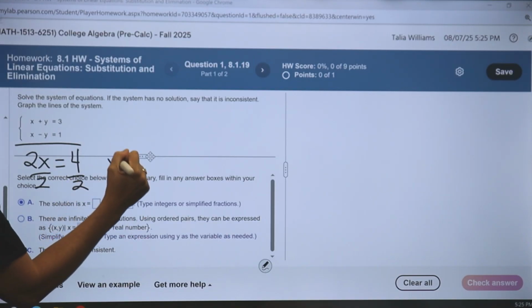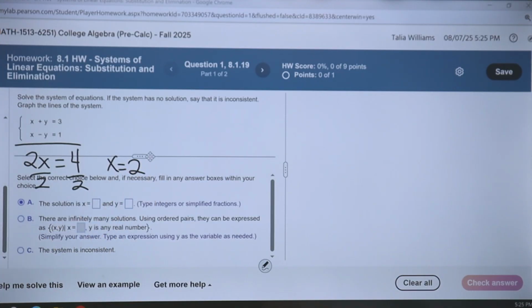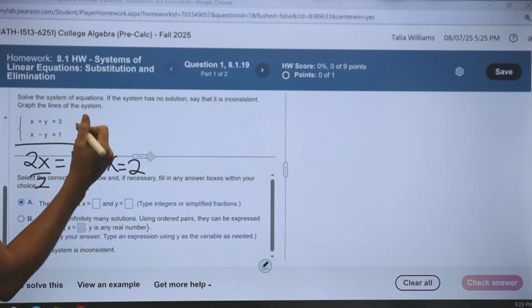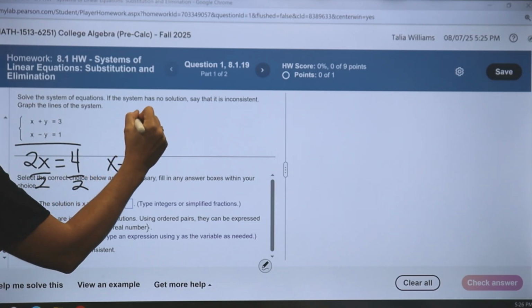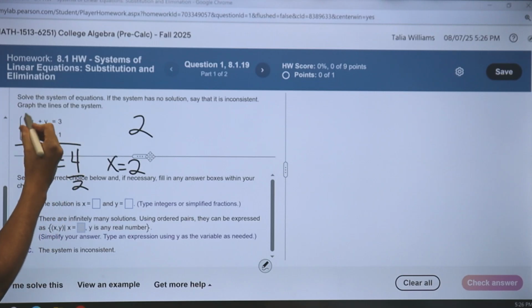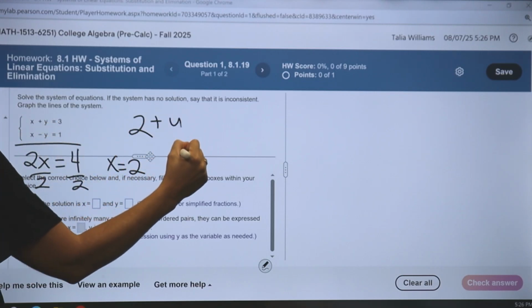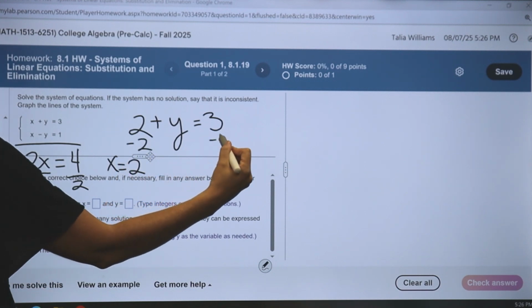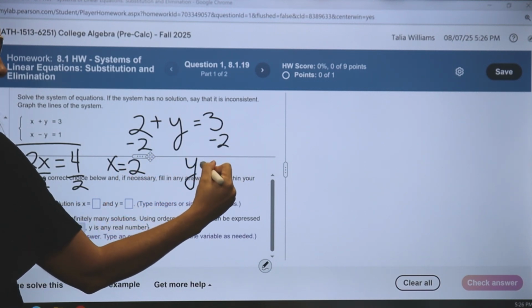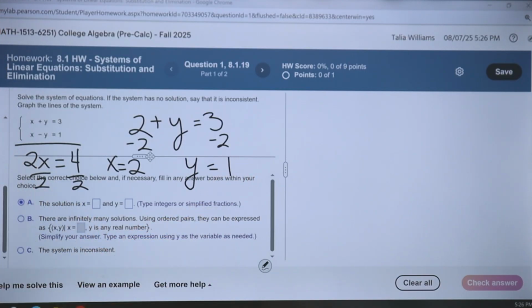And then to solve for my y, I just take this value and put it into either of these. Since y is negative on this one, I'm going to go for the top one. But either one you do, you would get the same answer. So I'm going to do 2 for my x on this equation plus y equals 3. And then you would subtract 2 because you have to solve for y. And y equals 1. So my solution to this system is 2 and 1.